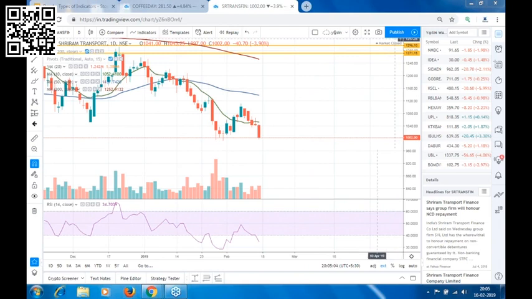Now these are the setups that we saw. Now let's look at some of the stocks which you guys can keep on your radar, and we will also look at how to analyze a stock and what time frames to use.